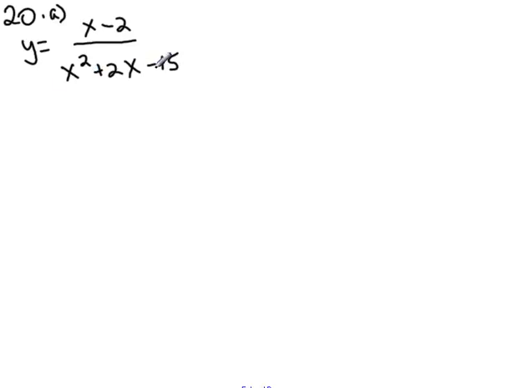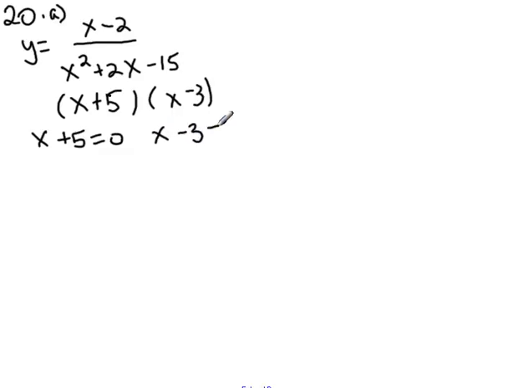I don't have a leading coefficient, so I'm looking for what multiplies to negative 15 and adds to positive 2, and that's going to be 5 and negative 3. So this factors to x plus 5 times x minus 3. So I take each of those factors and I set it equal to 0. Set the next one equal to 0, and then solve. This makes x equal negative 5, and that makes x equal 3. So those are the two things that my denominator can't be.